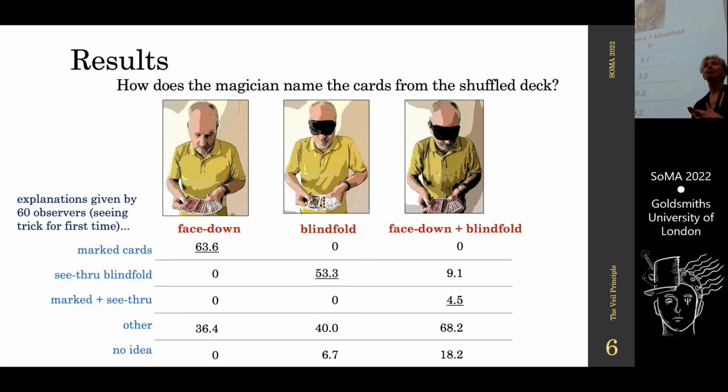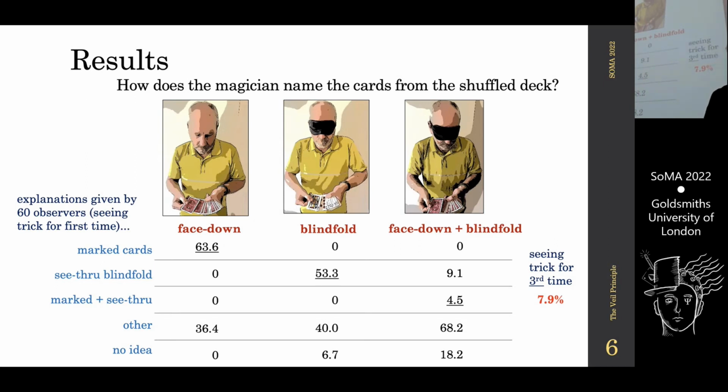That's 1 out of 22 people. Obviously this is a small study, but that was the result, and that result held up even when people were seeing this trick for the third time. They'd seen it with just the blindfold, they'd seen it with just the cards face down, and now they were seeing it for the third time with both. The rate only increased to 7.9%.